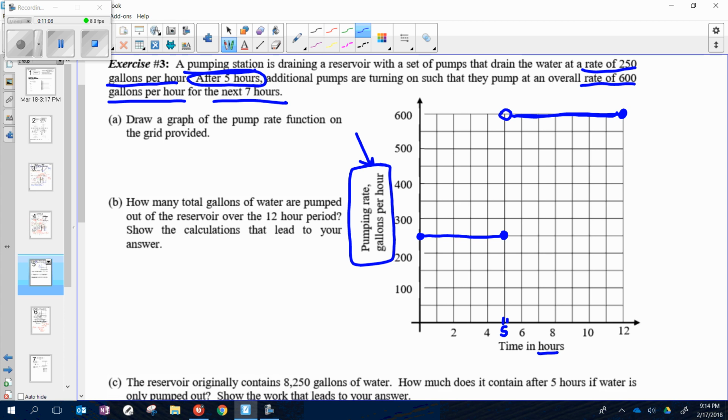Okay, so how many gallons of water are pumped out of the reservoir over the 12-hour period? Well, let's take a look at that. For 5 hours, we were pumping at a rate of 250 gallons every hour. So if you remember dimensional analysis, we can cancel off these hours and multiply 5 times 250. So that would be 1,250 gallons.